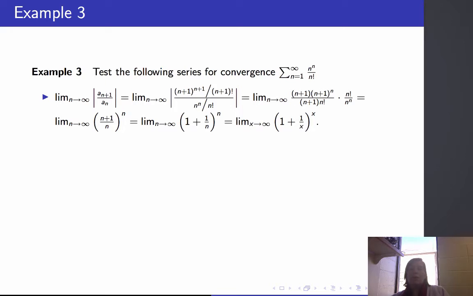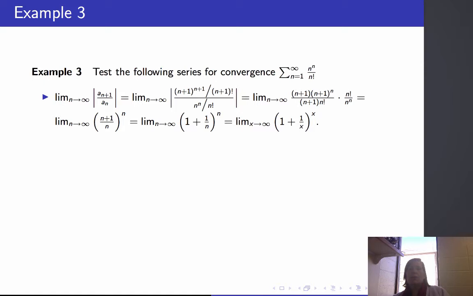And now rearranging this a little bit, we get (n plus 1) to the n plus 1 is (n plus 1) times (n plus 1) to the n, and (n plus 1) factorial is (n plus 1) times n factorial. And of course, inverting that fraction in the denominator, we multiply that by n factorial over n to the n. Now you can see the n factorials cancel, and the (n plus 1)'s cancel.